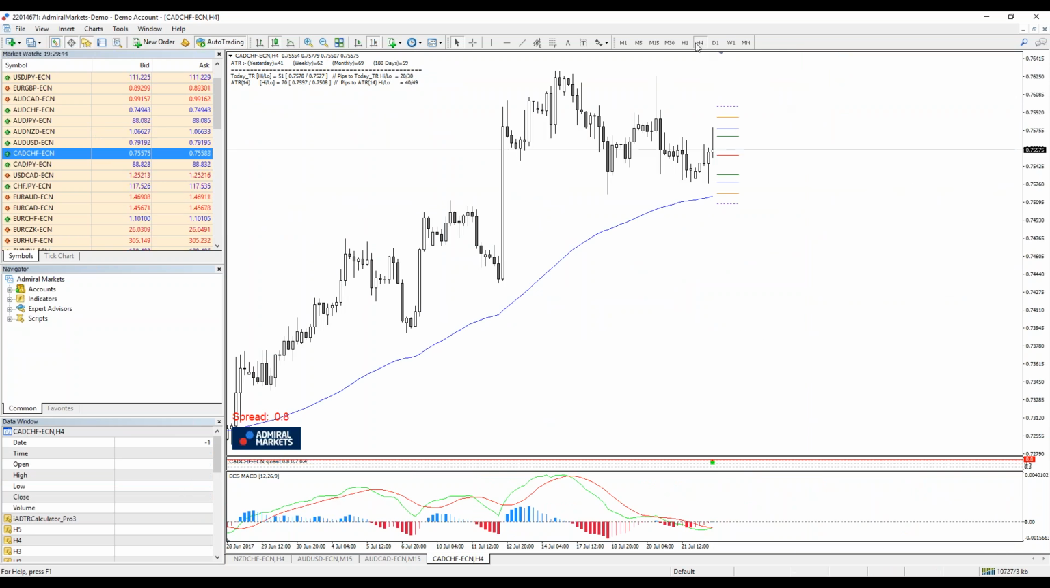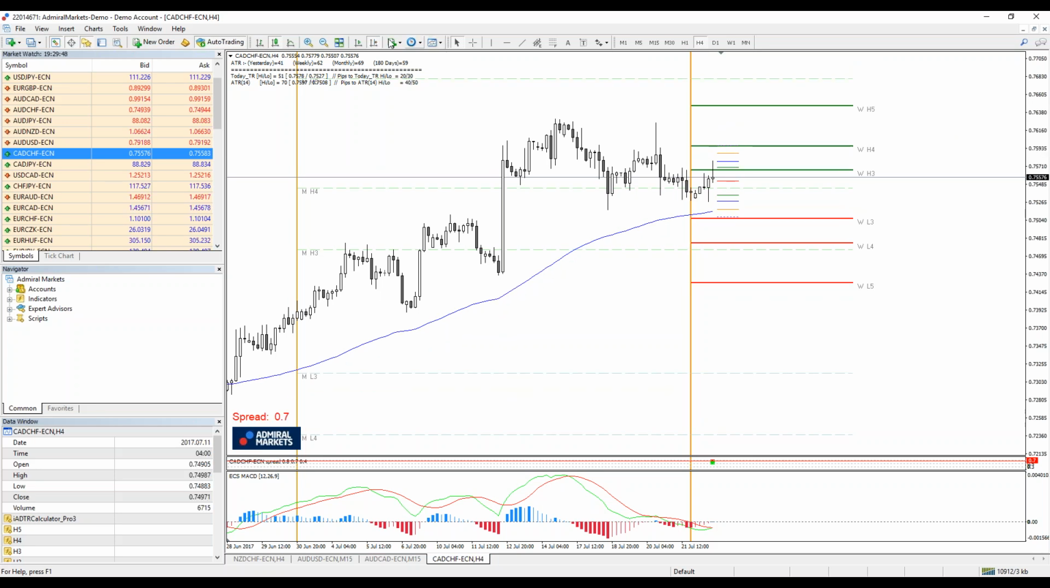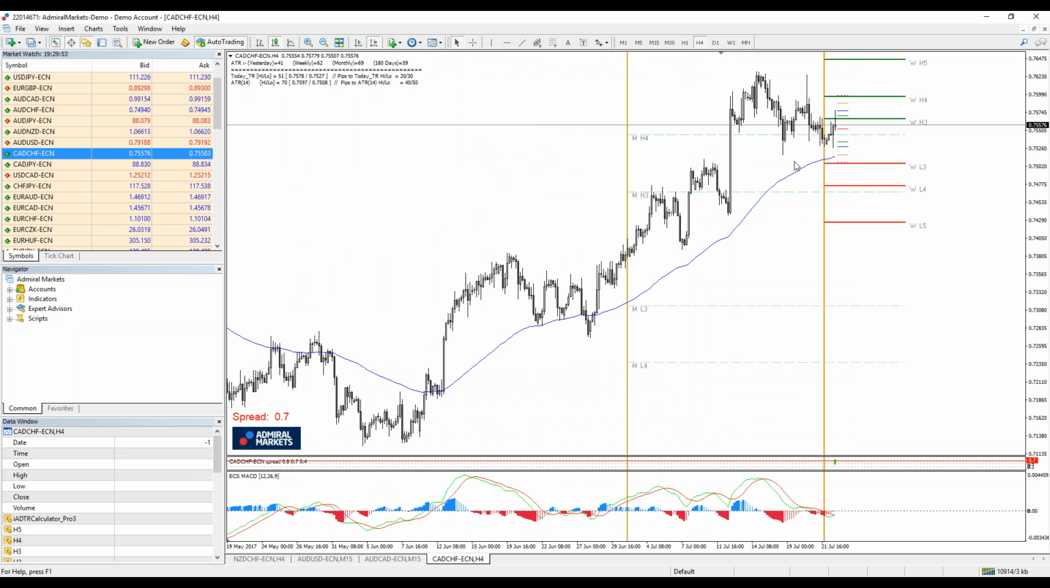CAD-Swissie. CAD-Swissie is going up, definitely. This is an uptrend. I think that momentum is slowing down here. Pay attention to the trend line break. If it breaks to the downside, you might expect rejection towards WL3 and even WL4.